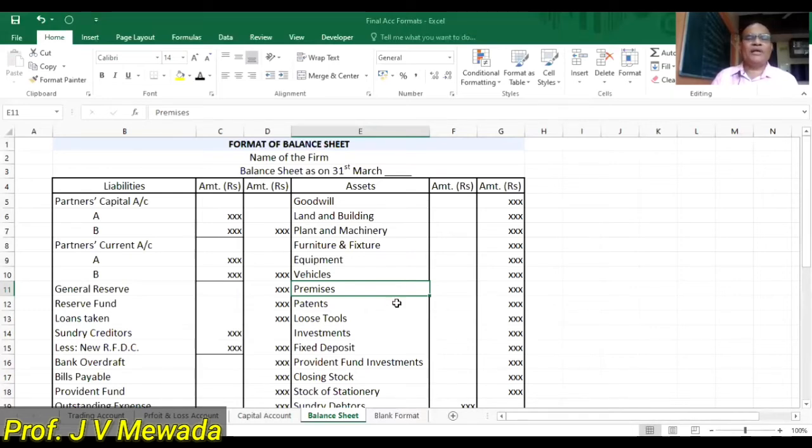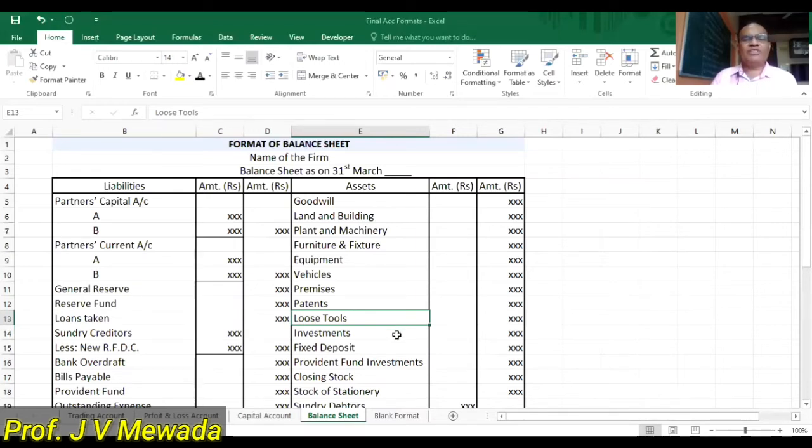Then you have a patent. Patent is again an intangible asset. Then we have loose tools. What are loose tools? Loose tools are tools used for repairing work. So the firm has a number of tools to repair the machinery and all that. So these are also known as assets.